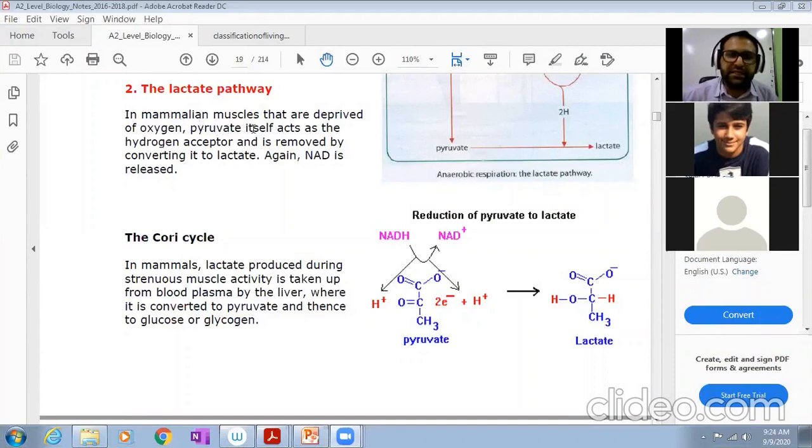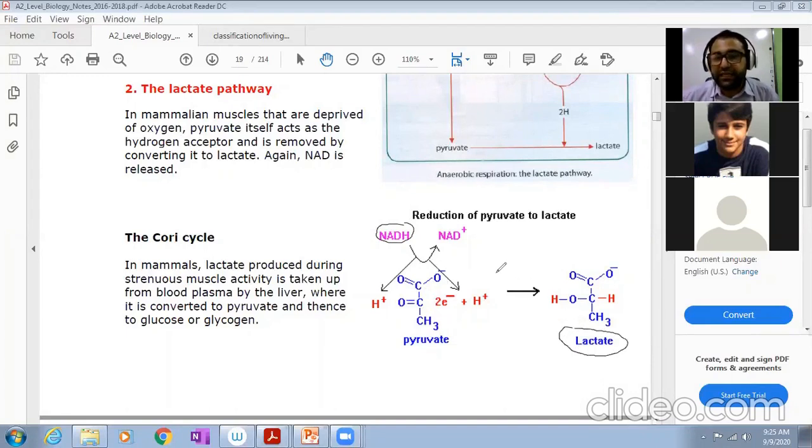In mammalian muscle, they are deprived of oxygen, meaning when there is a deficiency of oxygen. So at that time, when glucose converts into pyruvate, and there is a deficiency of oxygen, pyruvate itself is the hydrogen acceptor and is removed by converting it to lactate. NAD is released, right? This NAD will again lose electrons, and they will be accepted by whom? By pyruvate. And pyruvate will convert into lactate.